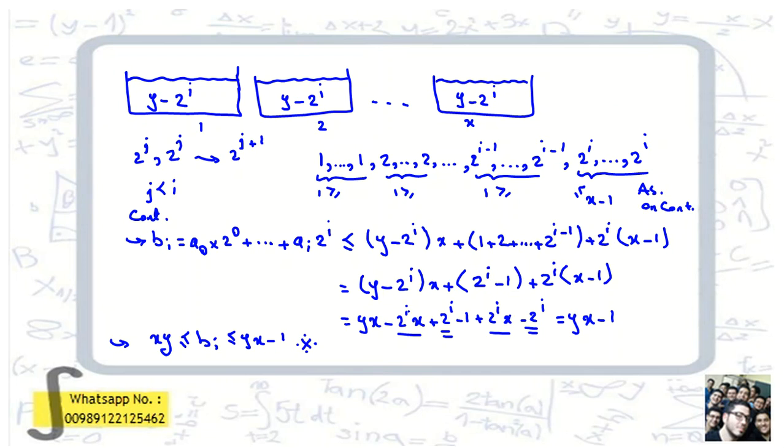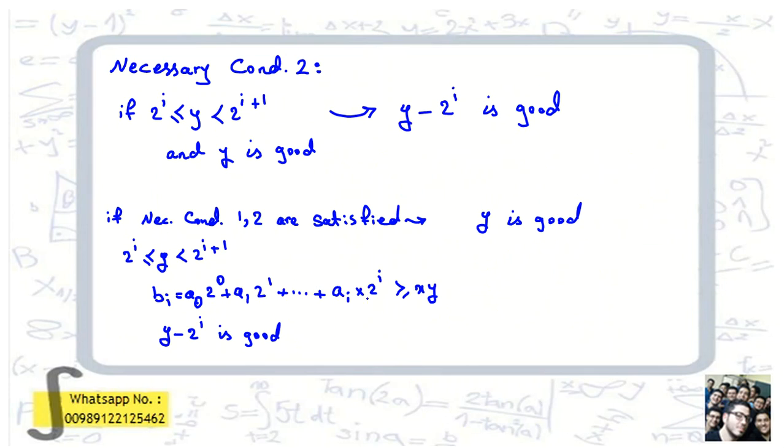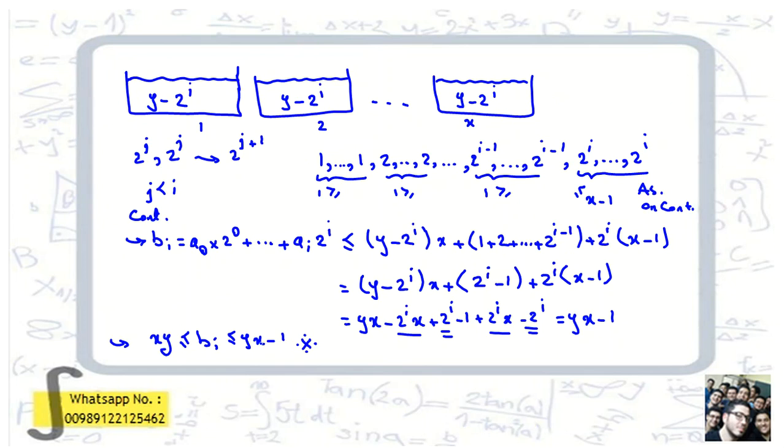If we expand all the terms, we would reach yx minus 2^i x plus 2^i minus 1 plus 2^i x minus 2^i. Minus 2^i and 2^i would be cancelled. Minus 2^i x plus 2^i x would be cancelled, and it would be yx minus 1. Now, we proved that b_i, by assumption of the contrary, is less than or equal to yx minus 1. But from the main assumption, we know that b_i must be greater than or equal to xy here. So xy is less than or equal to xy minus 1, and that's the contradiction. So we've proved that y is good.